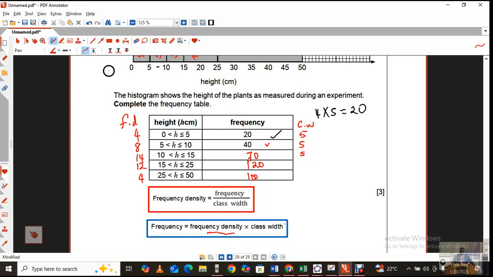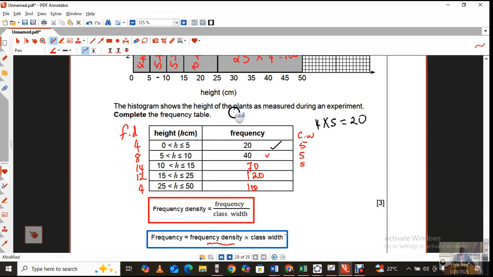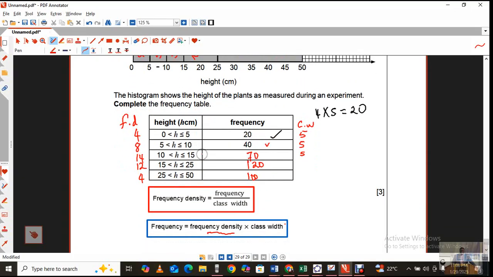You can see those bars are exactly the same width, those three. What is the class width here? Well, if you say 25 minus 15, well, that is 10. And what is the class width here? 50 minus 25, well, that is 25. Good. Now, how do you find frequency? You multiply the frequency density times the class width.